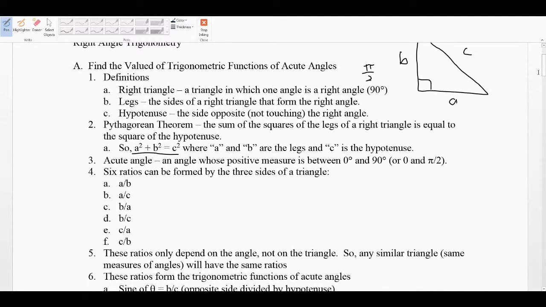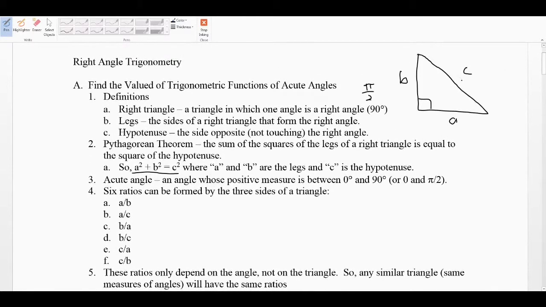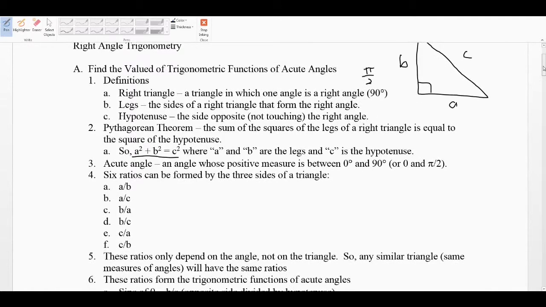And then there are some ratios with the sides that exist. A over B, A over C, B over A, B over C, C over A, and C over B. That's what we have here. Now, what number 5 is saying is that these ratios exist for any right triangle. Doesn't matter what the sides are, what the angles are.